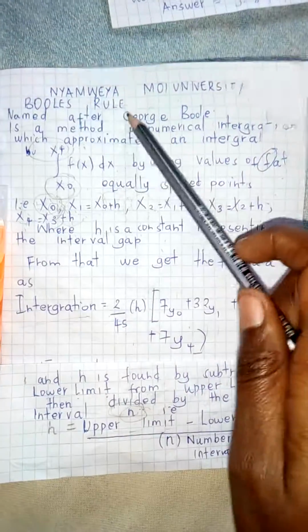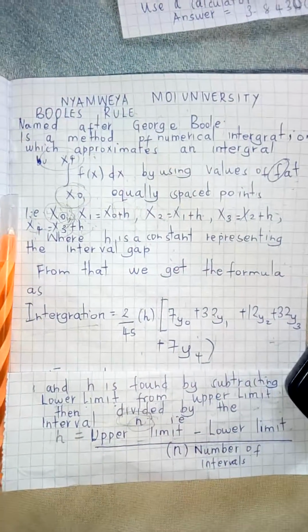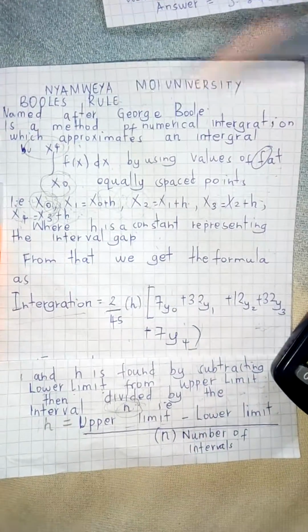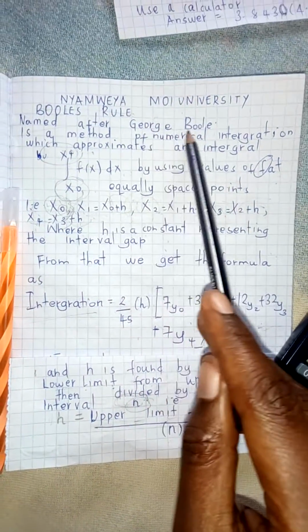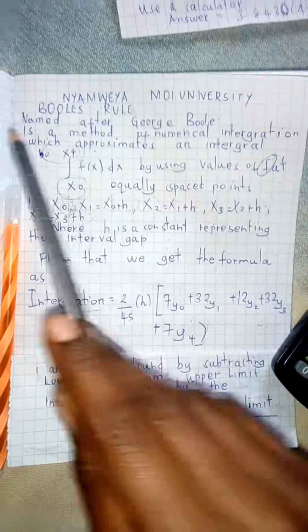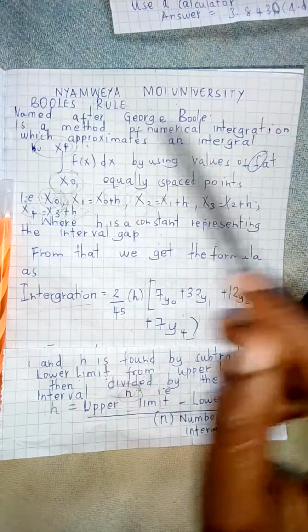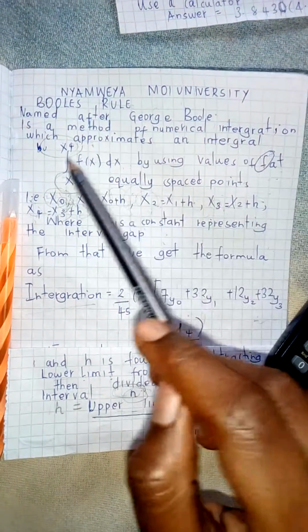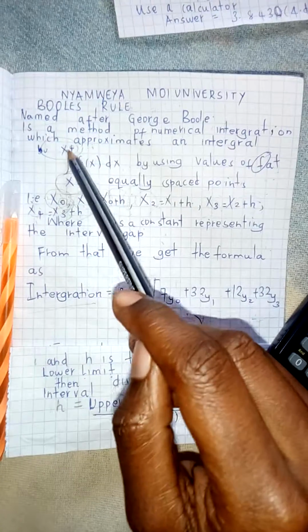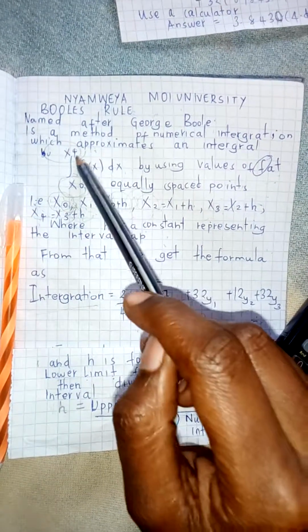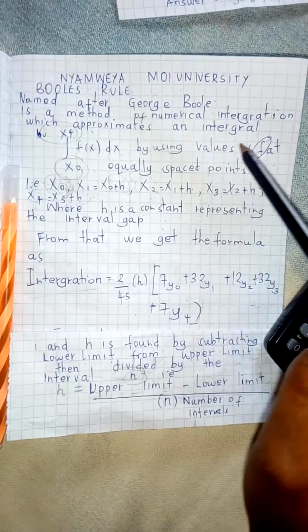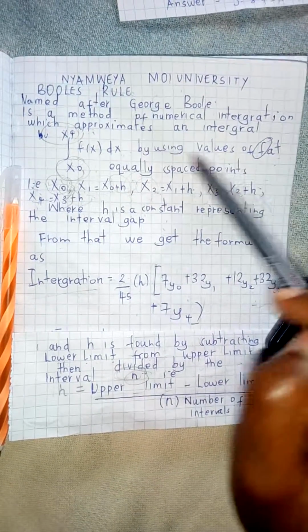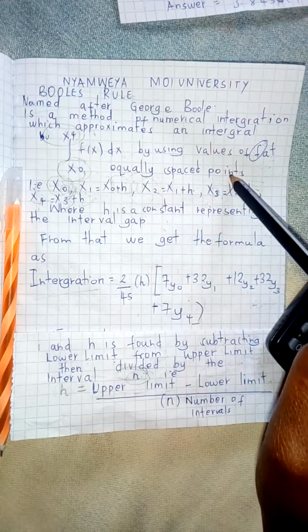So I'm gonna talk about Boole's rule and what Boole's rule is. First of all, before we go there, Boole's rule was named after a mathematician called George Boole, and this is a method of numerical integration which approximates an integral from x0 to x4 of f(x) dx by using values of f at equally spaced points.